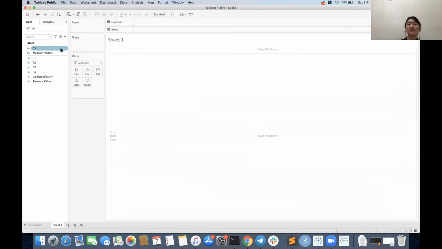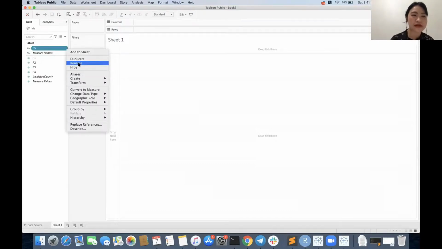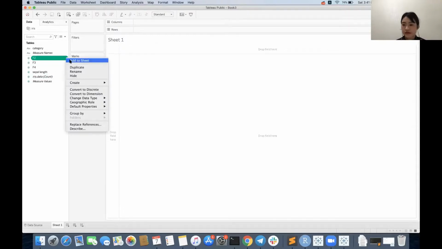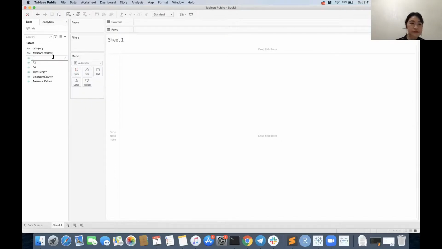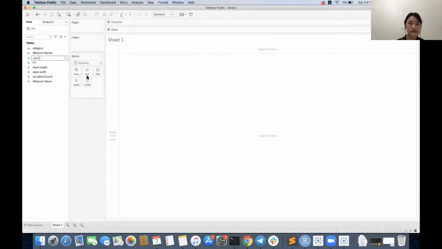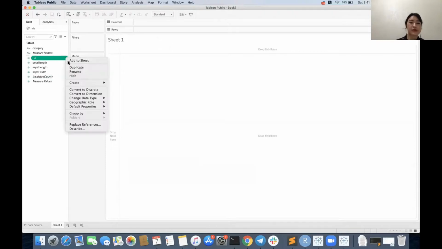So let's rename it. For the first one, you just need to click the little triangle here, and there is a rename option. So you can just rename it. For the iris data, we just give it category. And then F1 is sepal length. F2 is sepal width. F3 is petal length. And F4 is petal width.